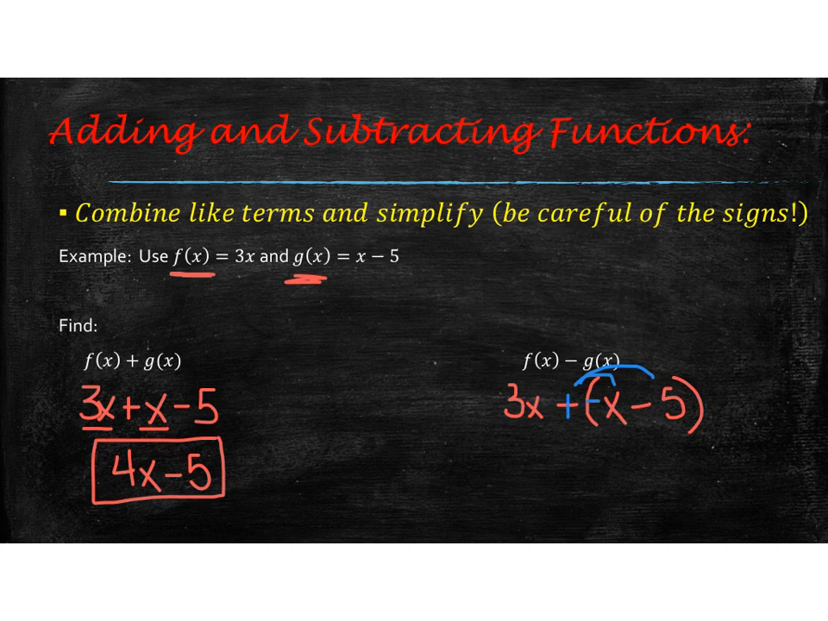So when I do that, I just change this to a plus sign. I put the negative here, and I change this. So what you're doing is you're changing the sign of everything after it. Then you combine your like terms. So we have 3x plus a negative x. That gives us 2x. And then the plus 5 doesn't have anything like it, so it just gets added on.